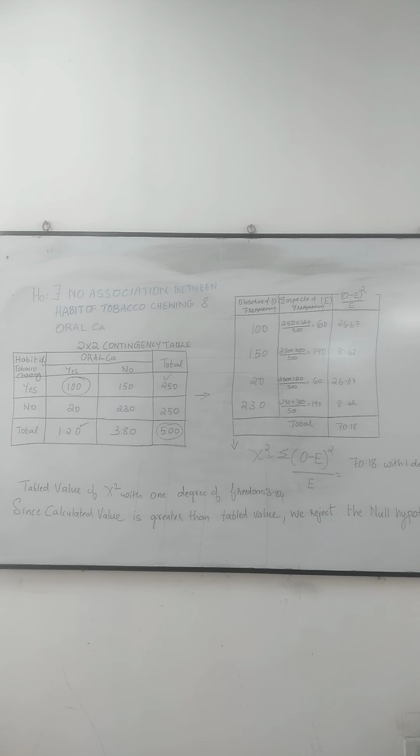For 150, the row total is 250, multiplied by 380, the column total of 150. So 380 divided by 500. Then for 20, how will we calculate?